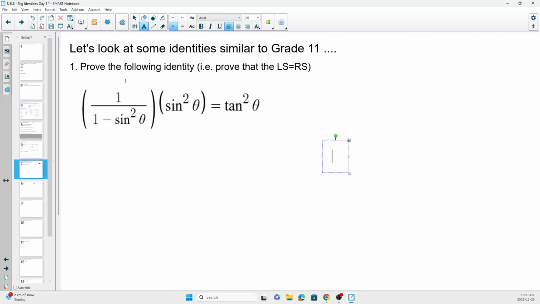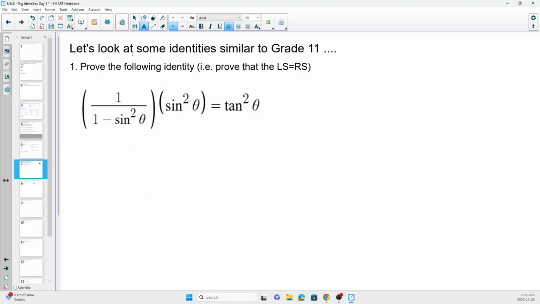All right, so let's look at some identities. We would like to prove that this is true. In other words, we want to prove that what we see on the left side is equal to the right side. So again, we're going to start with the side that is more complicated. We're not going to take this tan squared theta and start pulling it apart trying to make it look like this. We want to take this and simplify it to make it look like this. So how can we do this? Well, there's a couple things going on here.